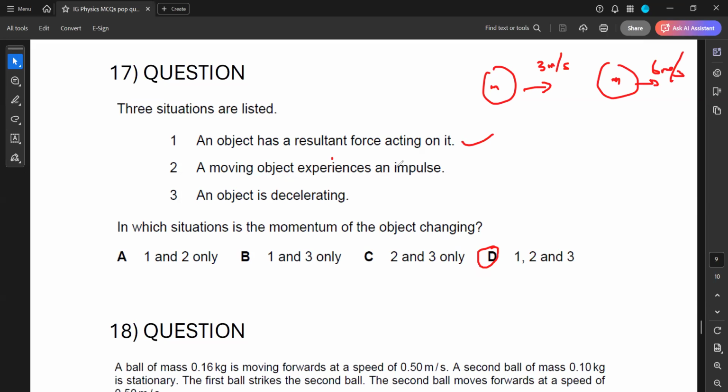A moving object experiences impulse. Impulse means change in momentum. So whenever there's an impulse, definitely there will be a change in momentum.